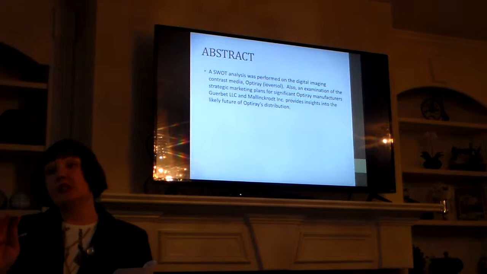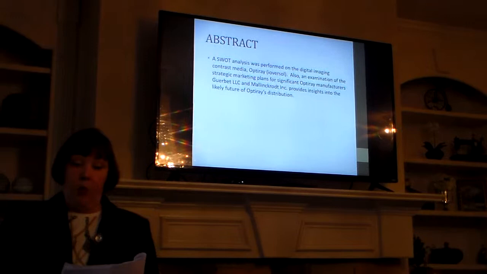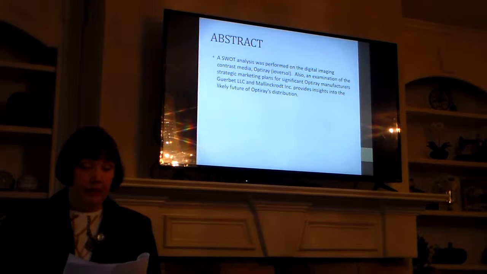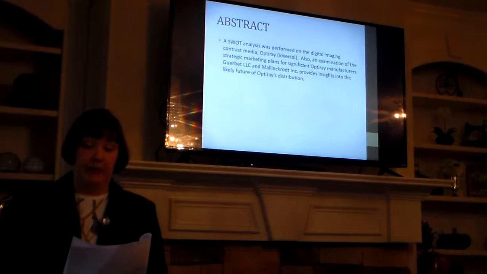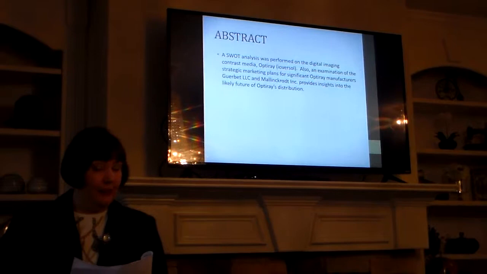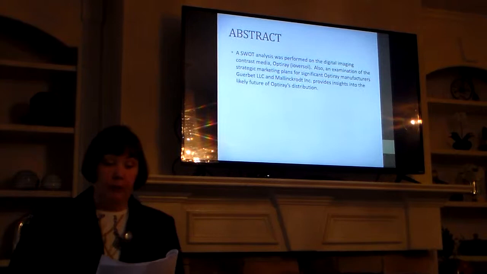So for this SWOT analysis, we perform on the digital imaging contrast media, Optiray, eOverSol. Also an examination of the strategic marketing plans for significant Optiray manufacturers. One is the French company, sorry if I don't pronounce it well, Guerbet LLC, and Mallinckrodt Incorporated, provides insight into the likely future of Optiray distribution.